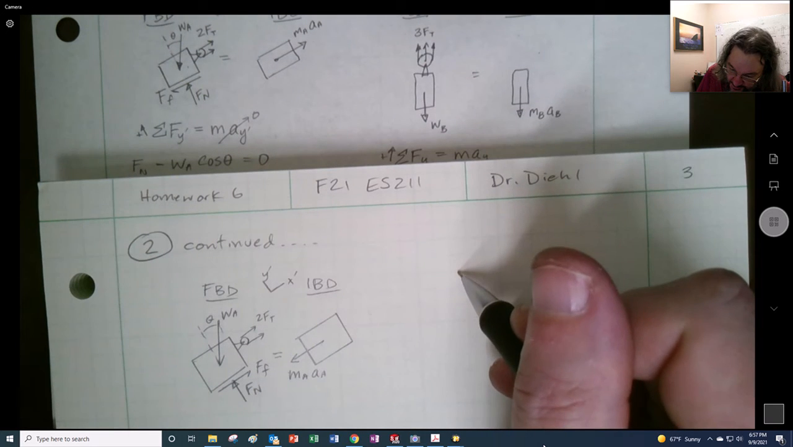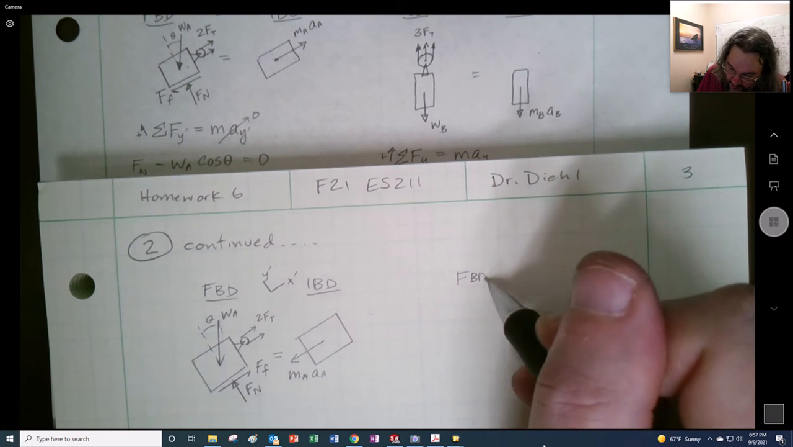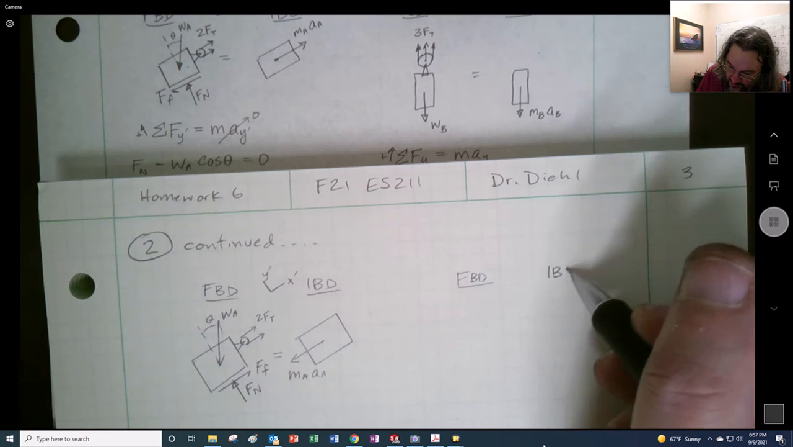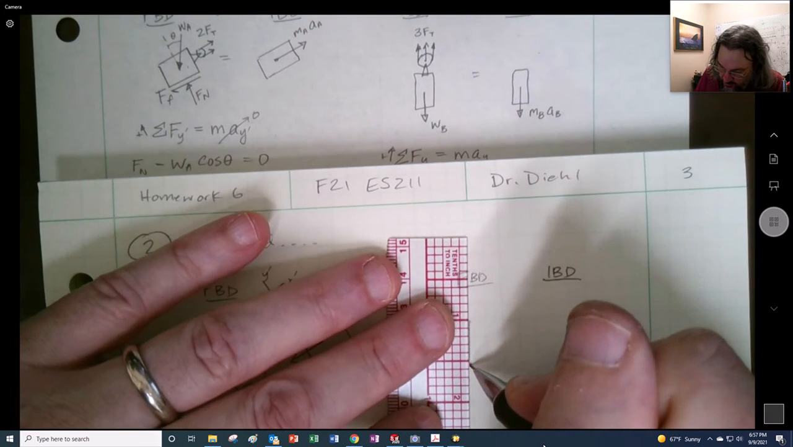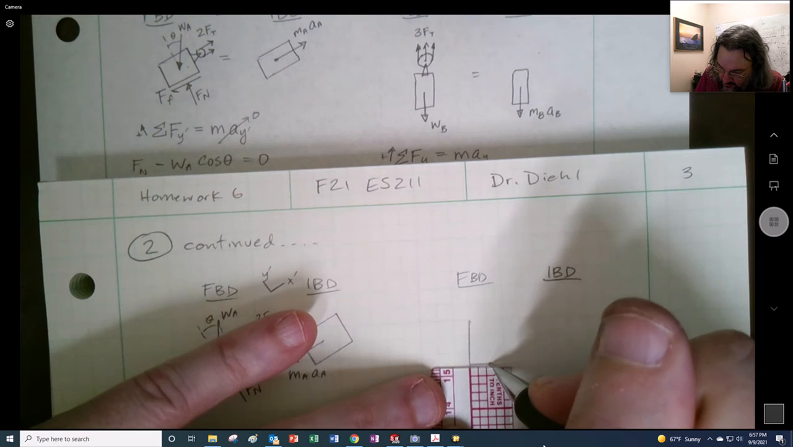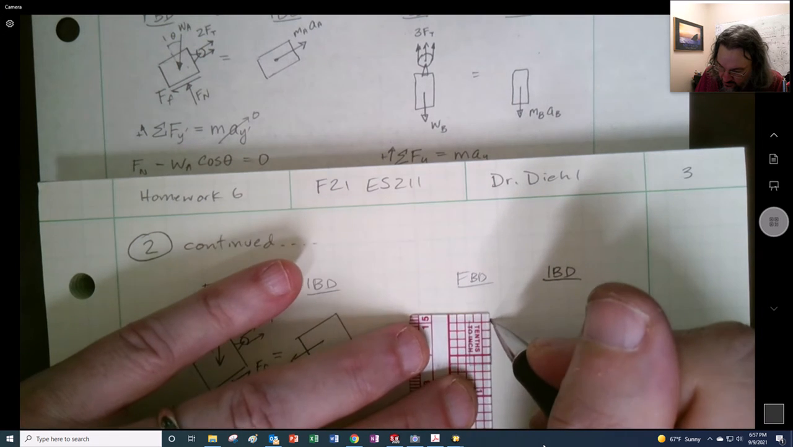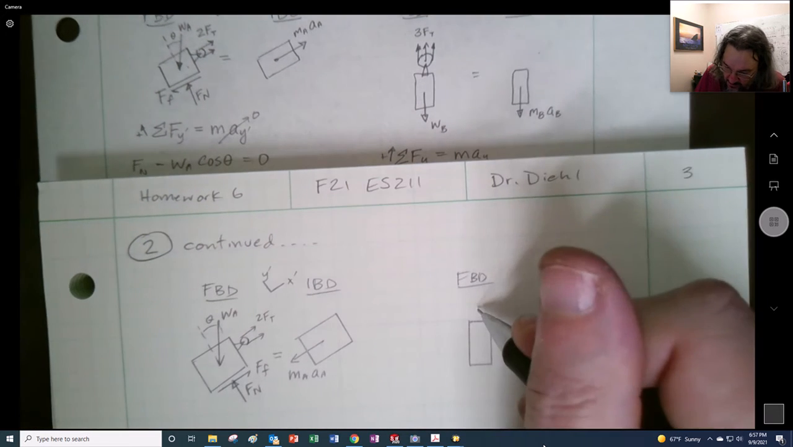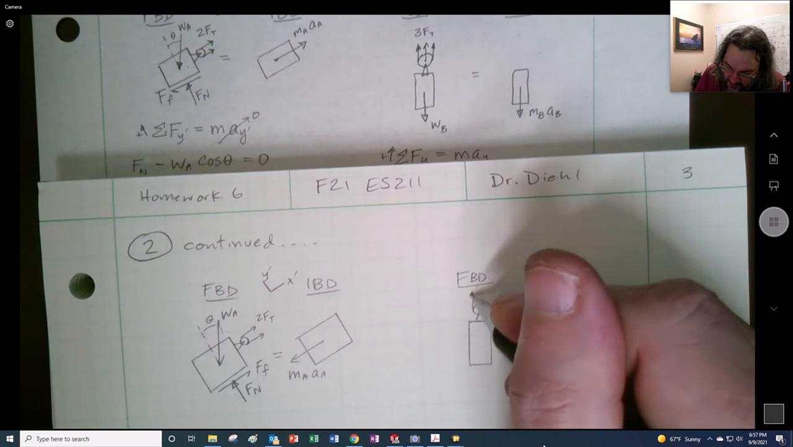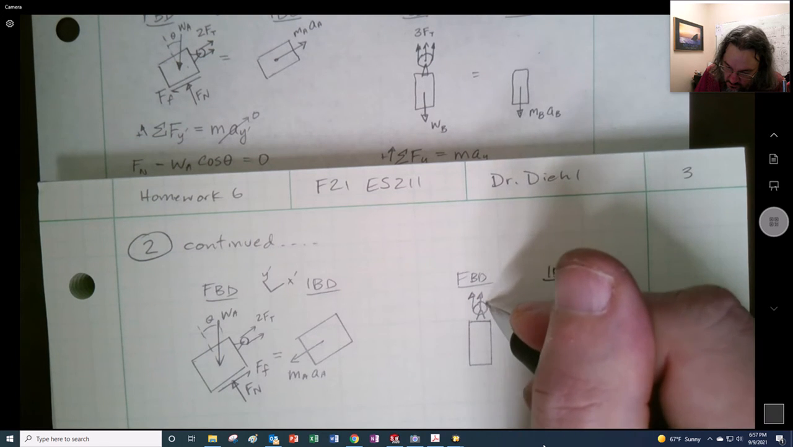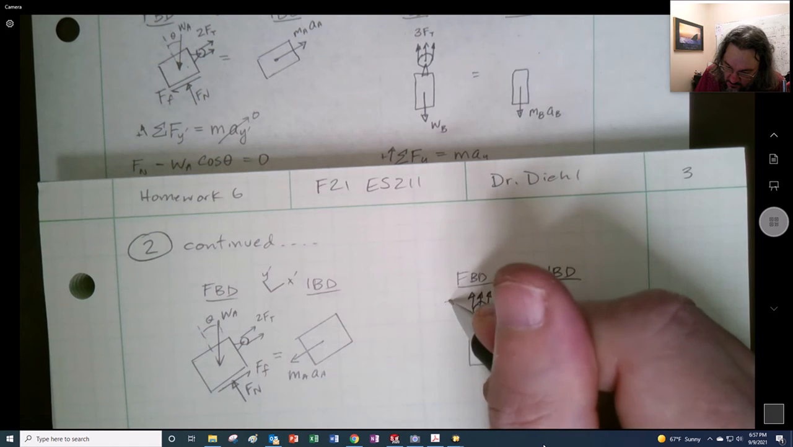And I'll do this one over here again too. FBD, IBD, and I'll make a little block here. I guess this is the cylinder, isn't it? I guess I called it a cylinder. And this one has 3 tensions on it, right? So there's 3 Ft.